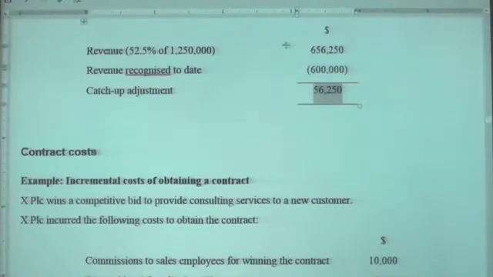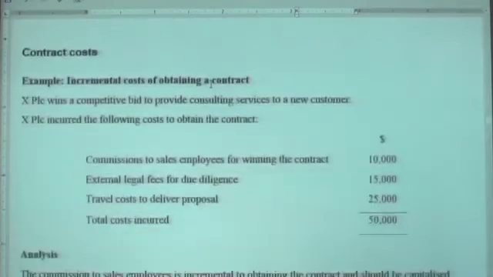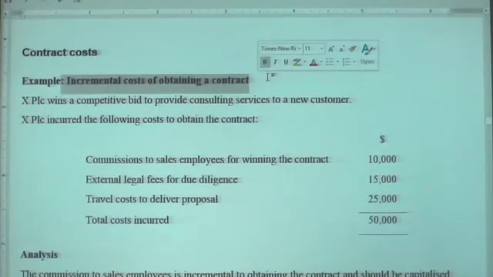This is that amount. They have calculated based on the change in the revenue. Clear? So, if you want, you can calculate the profit, the same, right? Next example, look at the topic: incremental cost of obtaining a contract.